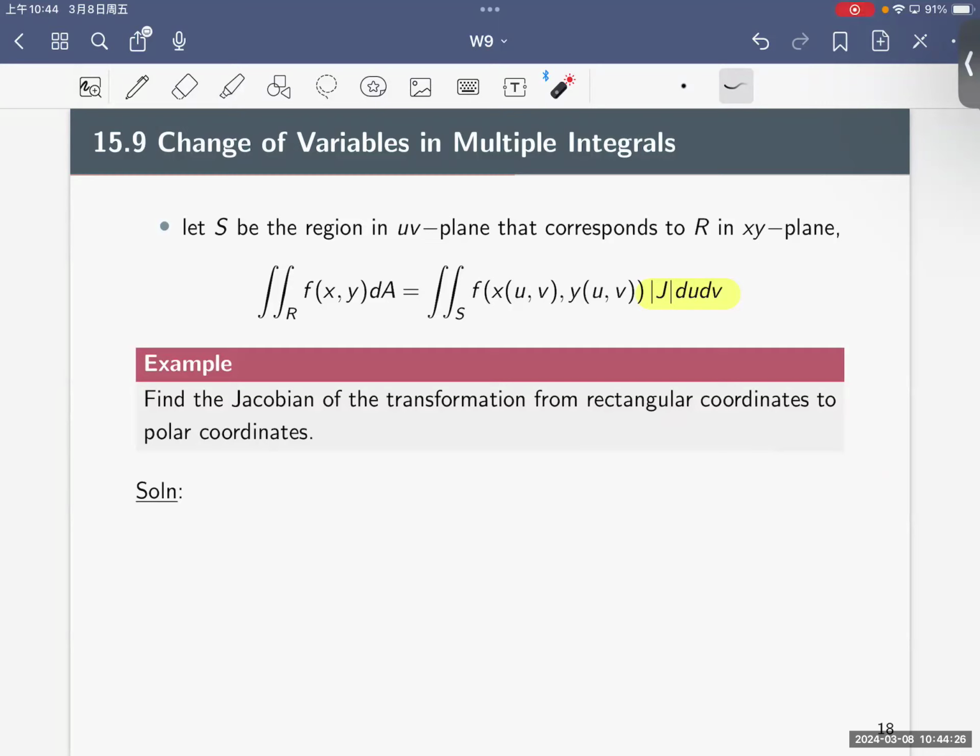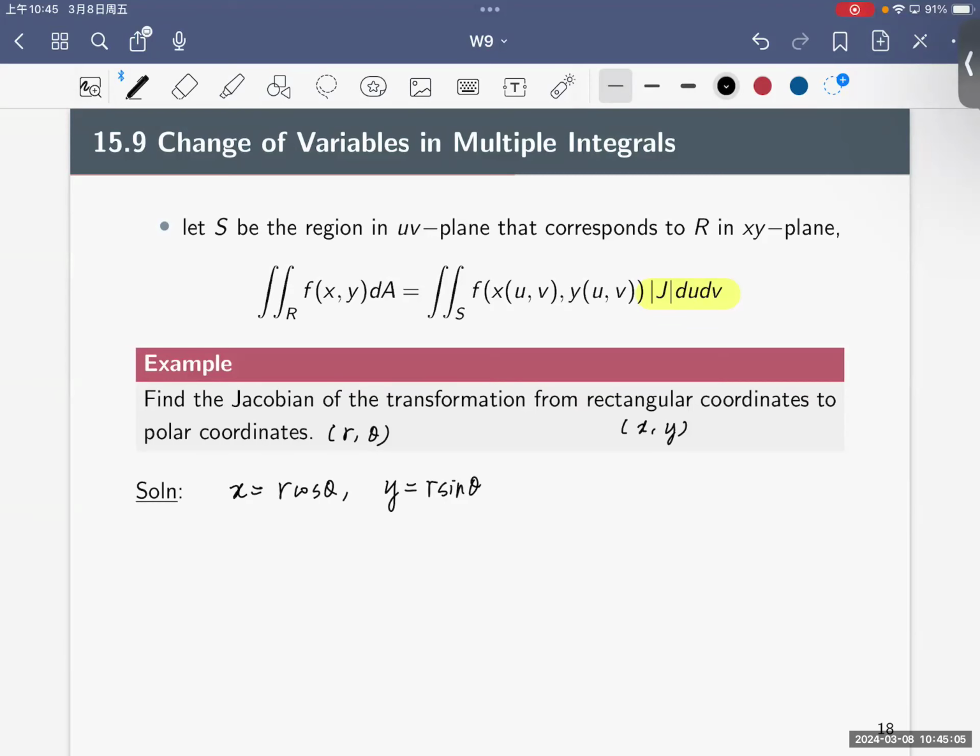In this example, find the Jacobian of the transformation from rectangular coordinates to polar coordinates. Rectangular coordinates are x, y; polar coordinates are r and theta. So basically, I have a transformation from x, y to the new pair of variables r, theta. I know their relationship is given by: if I want to express x in r and theta, x is equal to r cosine theta, and if I want to express y in r and theta, y is equal to r sine theta.